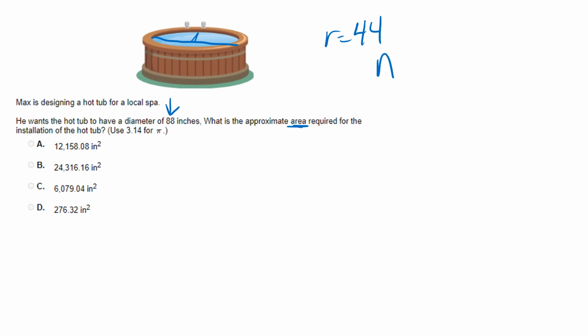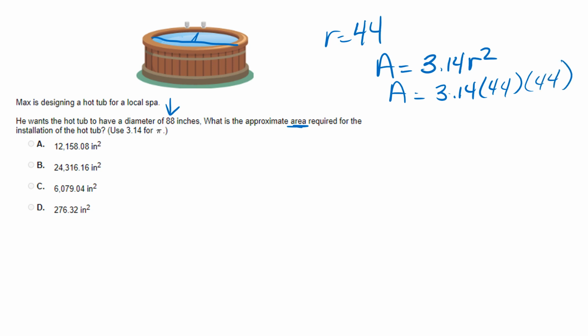So I'm going to plug it into my area formula. It does want me to use 3.14, okay, times r squared. So 3.14 times 44 times 44. The area is 6,079.04, and that is inches squared.